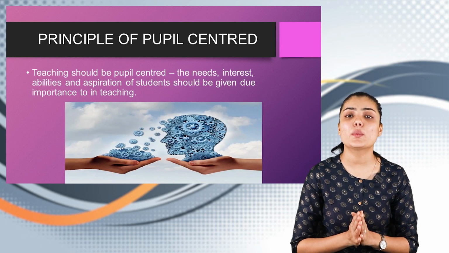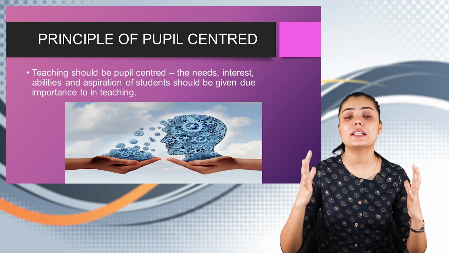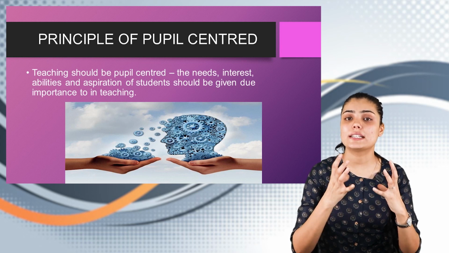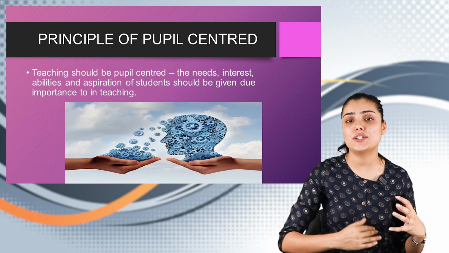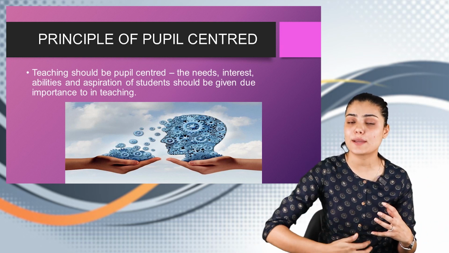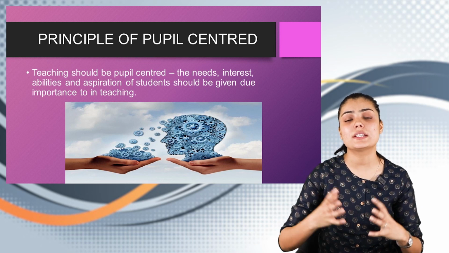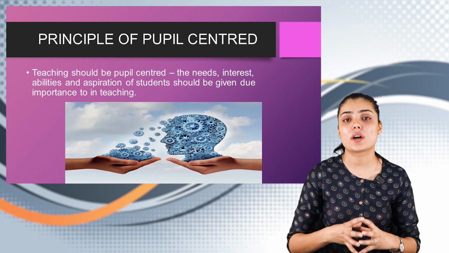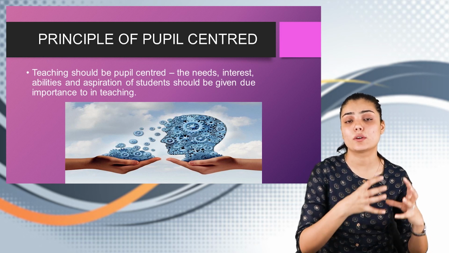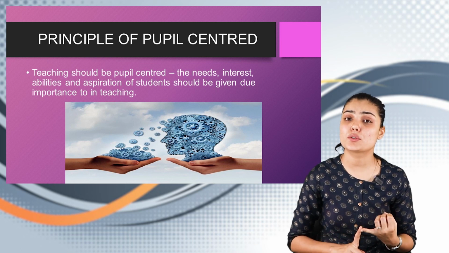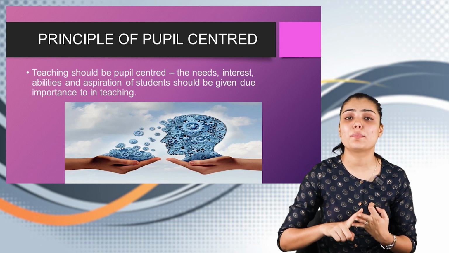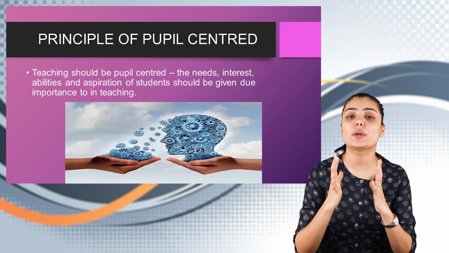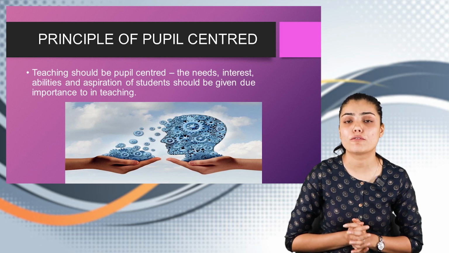All right. Next one, we have the principle of pupil centered. As I said, generally in a classroom, we see that the classroom is teacher centered. The teacher is the active person, speaking all the time, delivering the lecture, whereas the students are just listening and are passive in the process. But the teaching process should be student centered or pupil centered. The needs of the student, the interest of the student, the ability of the students, and the aspirations of the students must be given due importance during the process of teaching.